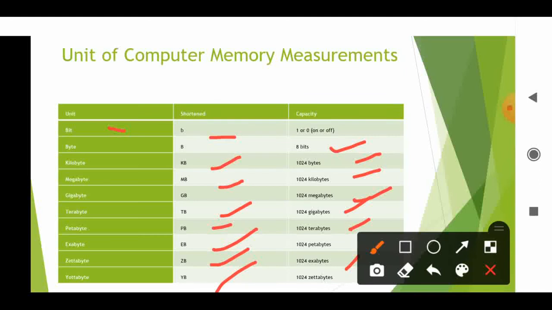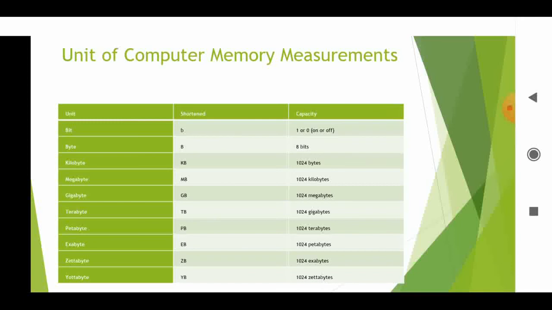1 bit equals zeros and ones. 1 byte equals 8 bits. A group of 8 bits is called a byte. A group of 4 bits is called a nibble.